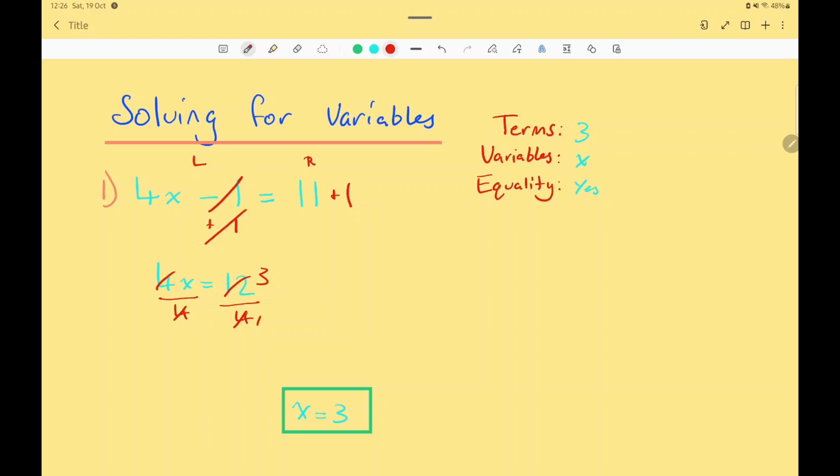Pretty easy. Now just checking. You should always check your answer. Plug in 3 where x is. So you're going to substitute this 3 for your x. 4 times 3 minus 1 equals 11. 4 times 3 is 12. Minus 1 does in fact equal 11.